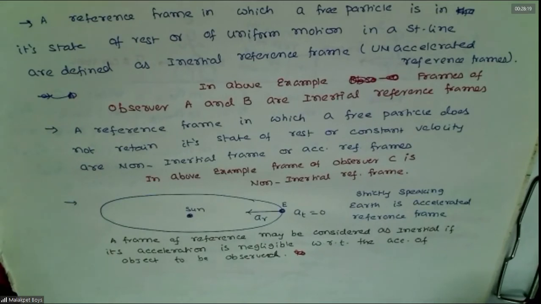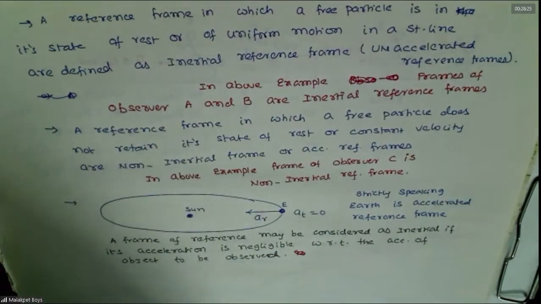Sir, why is tangential acceleration 0 for Earth? It is moving with constant velocity only, no? Linear velocity is not changing. No? You have one year now for a revolution. Yes, sir, it is changing.